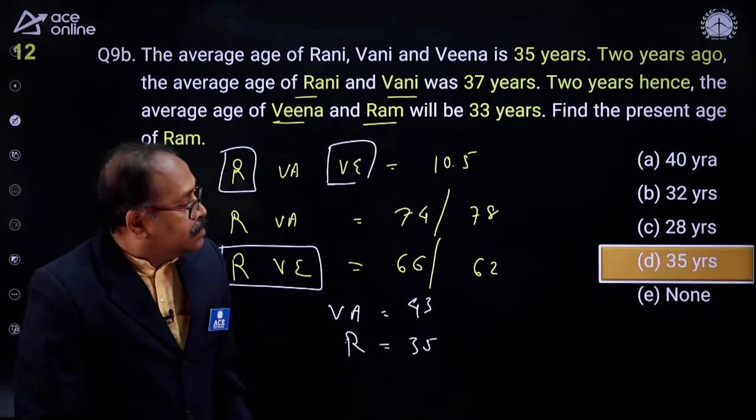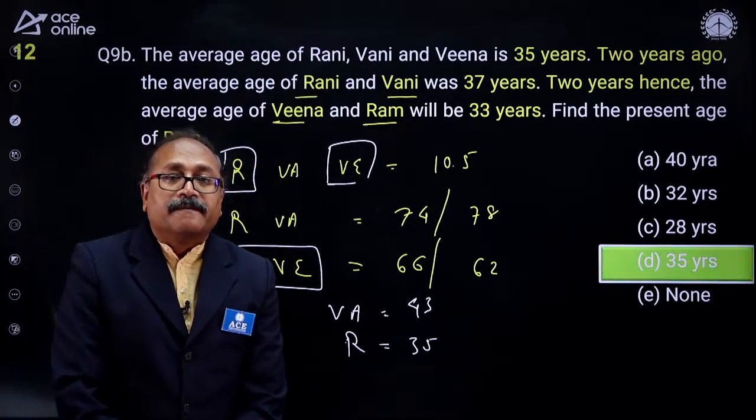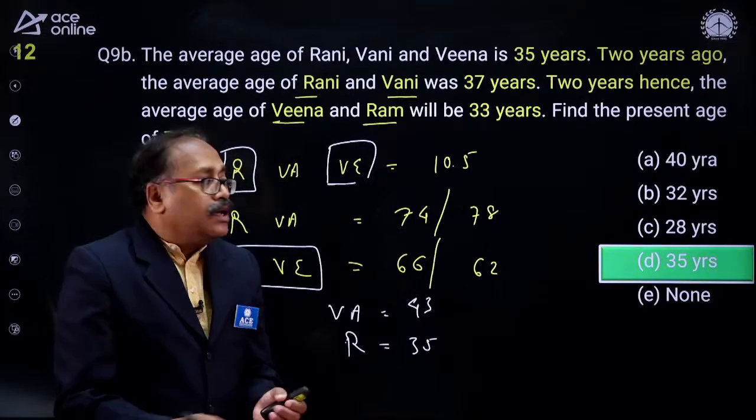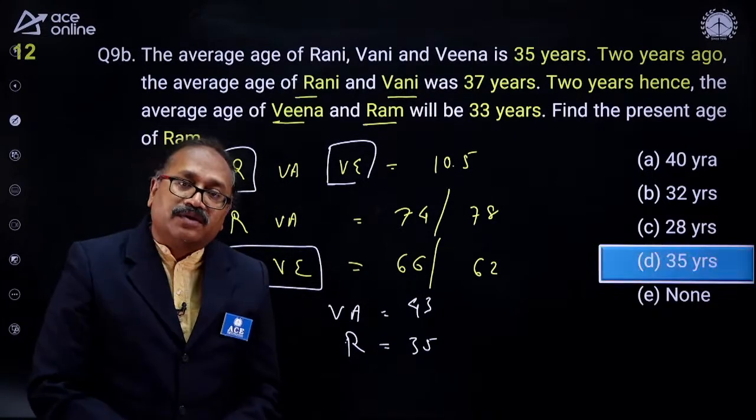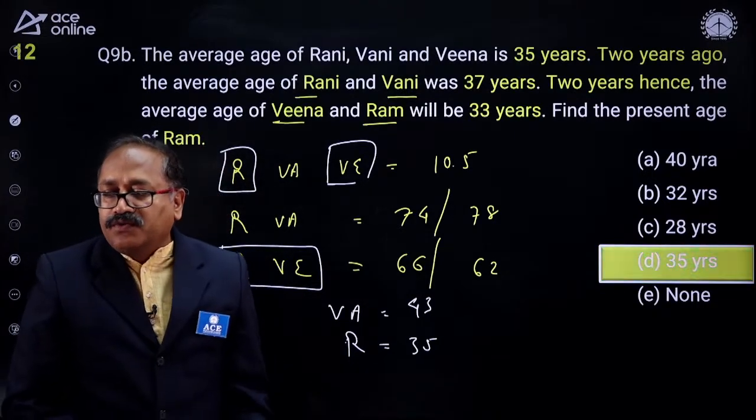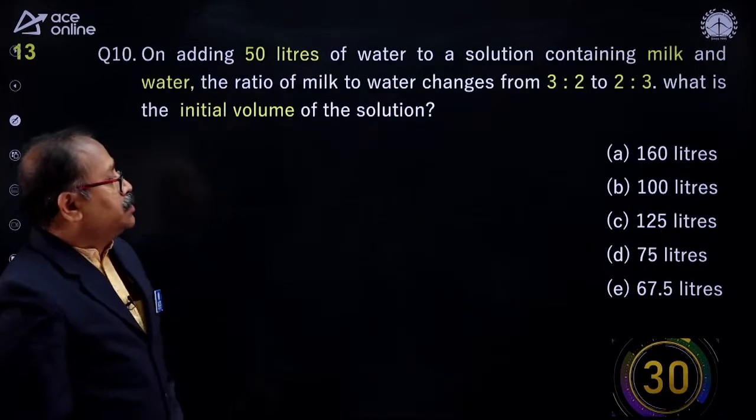Did anyone answer the question? Answer is 35, sir. It's simple, but a little equation has to be formed for questions like this. Don't worry about that. Now look at the next question here.